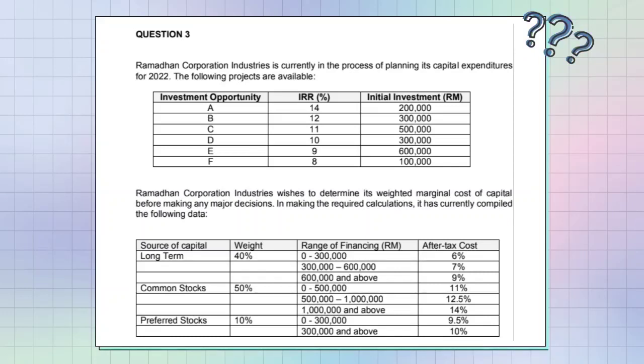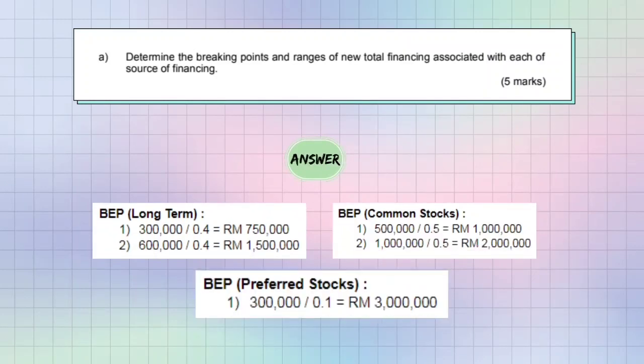As you can see, the sources of capital consist of long-term debt, common stock, and preferred stock. Now, let's start answering the questions. A. Determine the breaking points and range of new total financing associated with each source of financing.